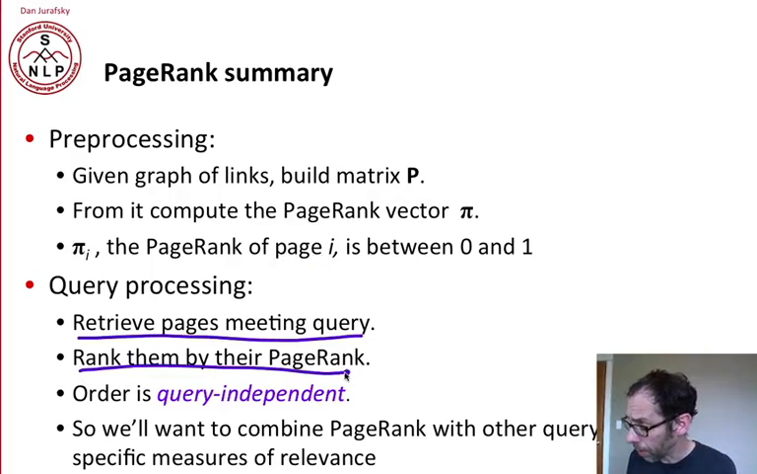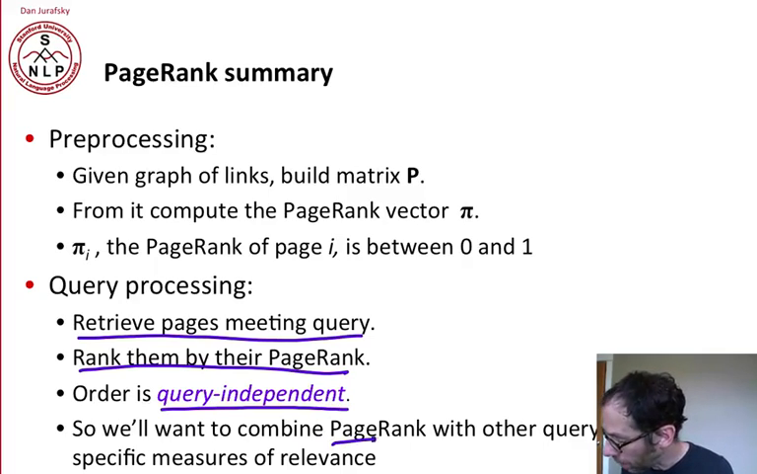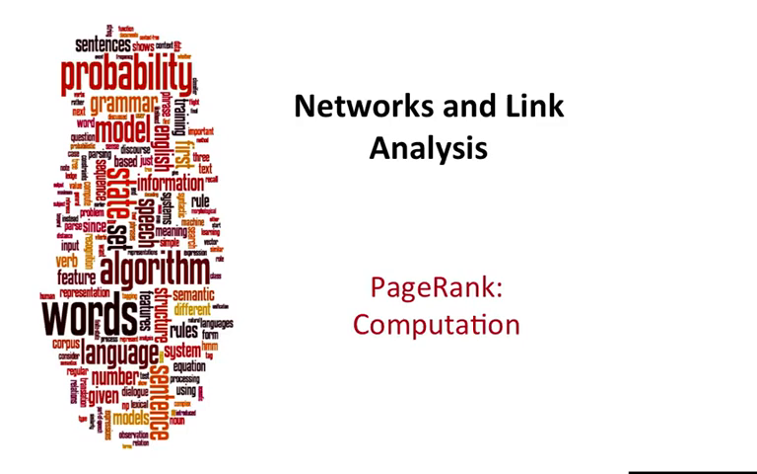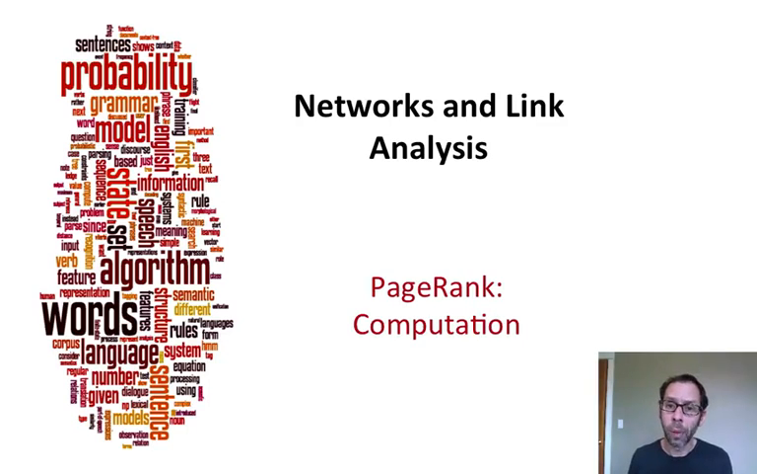We're going to rank them by their PageRank, and notice that this ranking is query independent. So PageRank doesn't even look at the query. It's a static fact about the structure of the web. So when we use PageRank in any kind of information retrieval algorithm, we're going to want to combine it with all the other query-specific measures of relevance, all of our TF-IDF and cosines and so on that take the query into account. So PageRank is an important way to compute the relevance of a page, which is an important factor in finding a relevant result for a query.